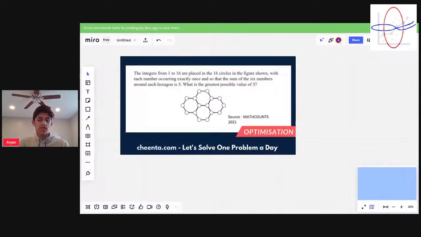Today we're going to be looking at the following Mathcounts problem that tests our knowledge of optimization. And so let's start with a quick read. The integers 1 to 16 are placed in the 16 circles in the figure shown, with each number occurring exactly once, so that the sum of the 6 numbers around each hexagon is s. And we're asked to find the greatest value of s.